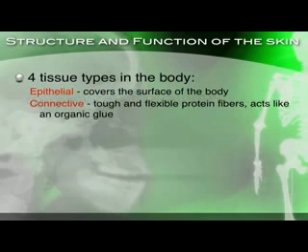Number 2, we have connective tissue. What does that sound like it does? It connects, right? It sticks. It holds stuff together. This is tough and flexible protein fibers, and it acts like an organic glue. We want stuff to be held together because if we didn't have that, we'd have some serious problems. So we have our connective tissue.